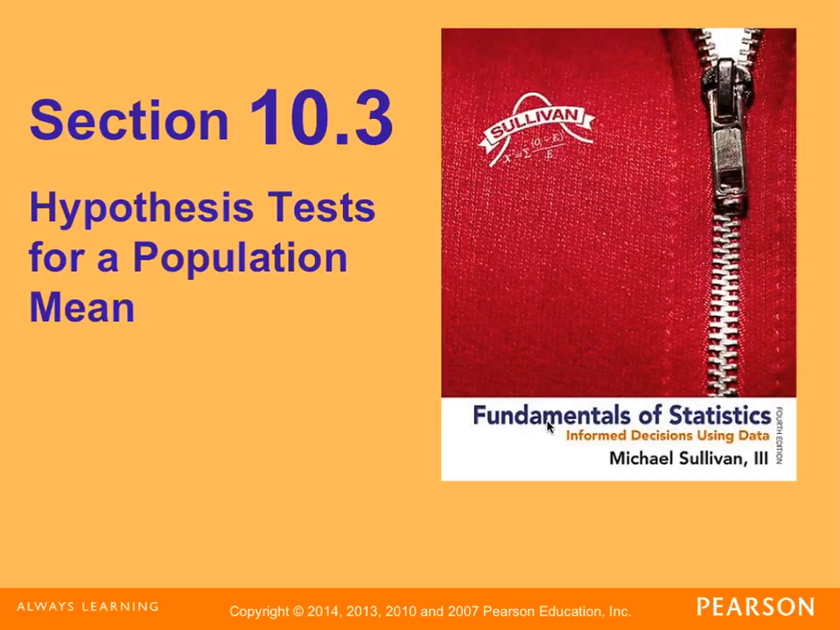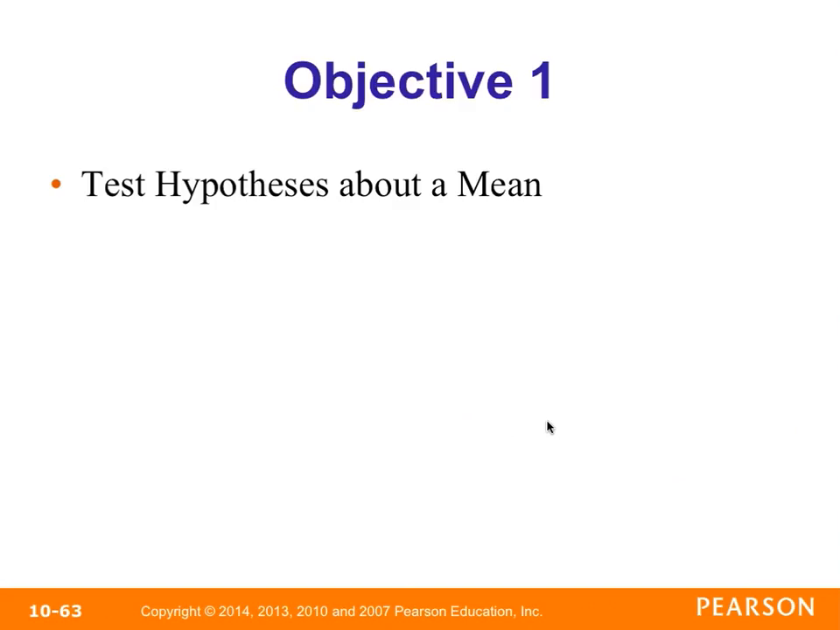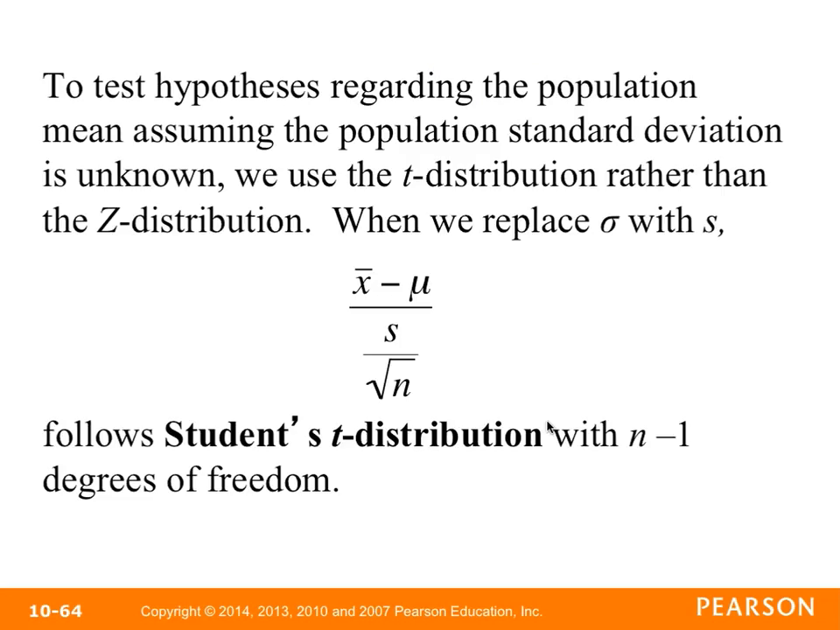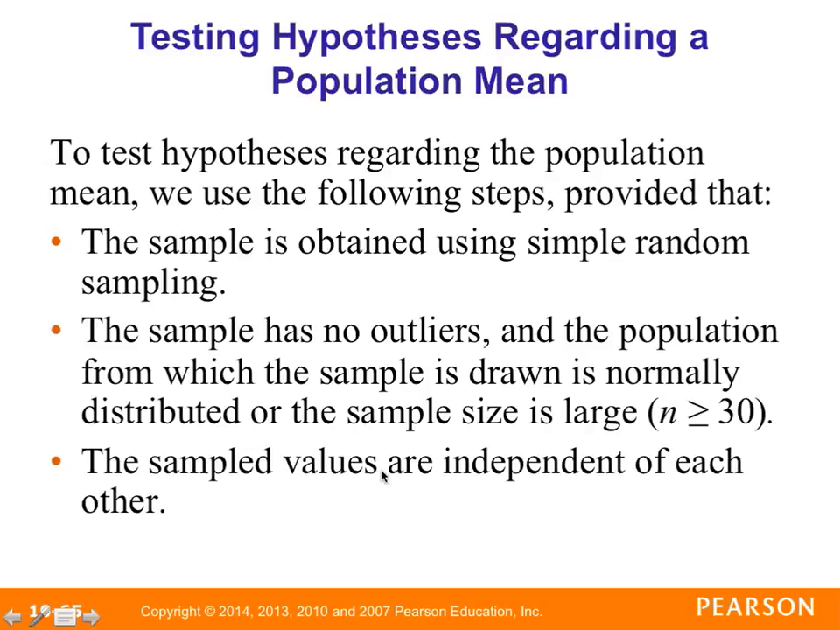Okay, now let's look at section 10.3, which talks about hypothesis tests for a population mean. So objective 1 is to actually test a hypothesis about a mean. In order to do this, we need to use something called the t-distribution instead of the z-distribution. So when we replace sigma with s, we need to use this formula right here. We take x bar minus mu divided by s over square root of n. And this is going to follow the student's t-distribution with n minus 1 degrees of freedom.